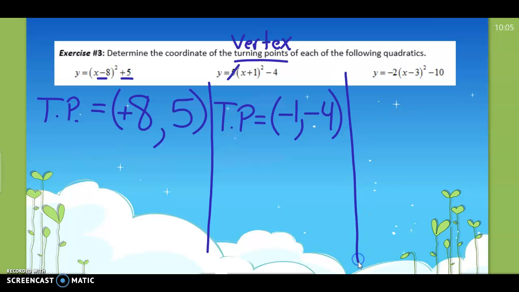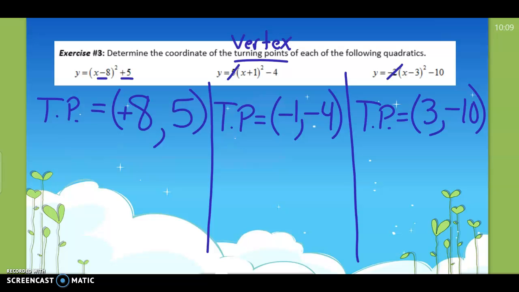Okay? I'm going to poll the audience real quick to make sure you're still with me. Would like to know the turning point of this next equation. Remember, as of right now, we don't know what this number in front of the parentheses means. We will in a moment. But the turning point is always the opposite x value. So +3, same y value, 10. That's where the parabola will make its change and give us that U shape.